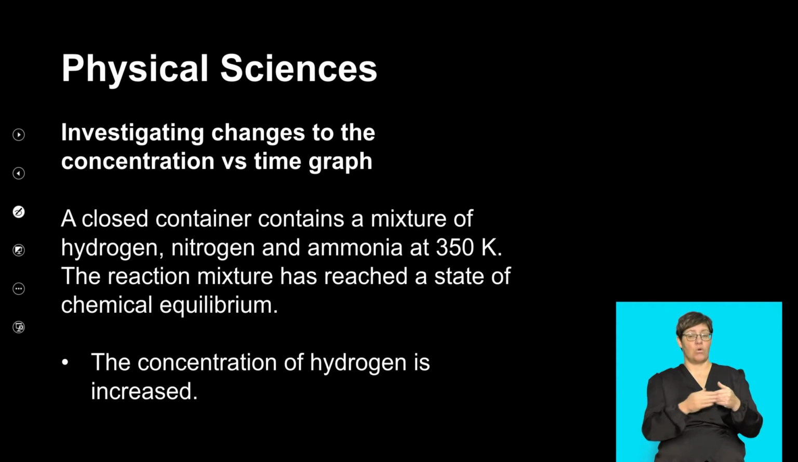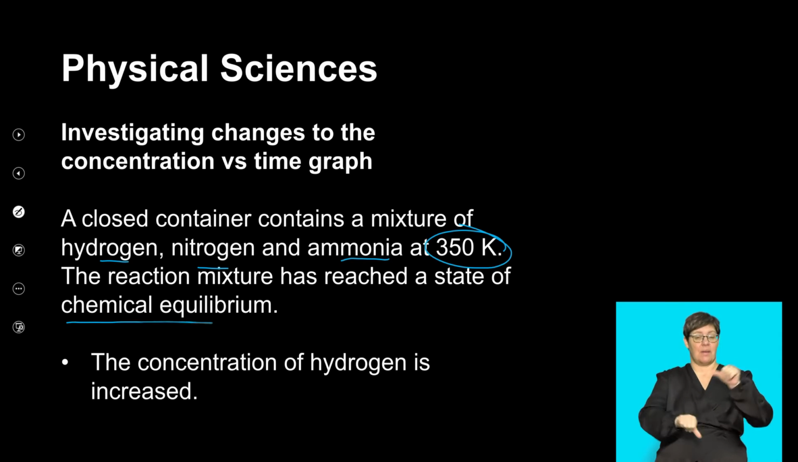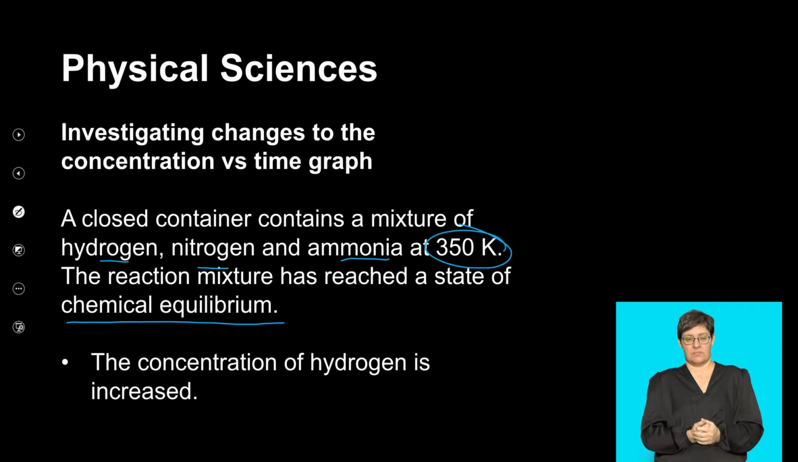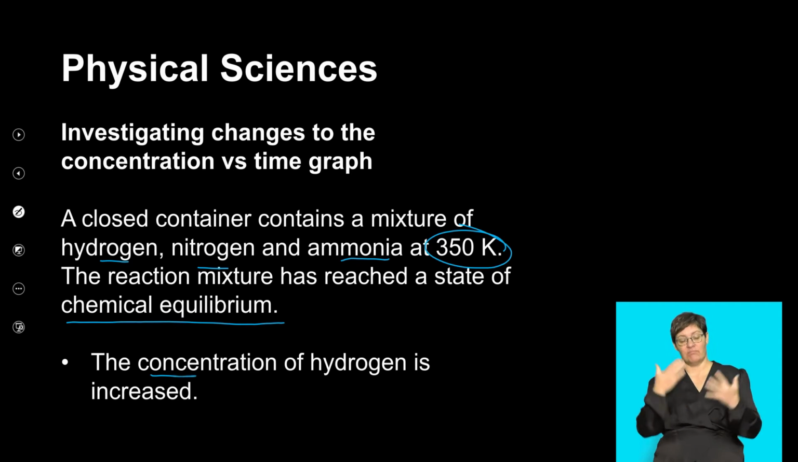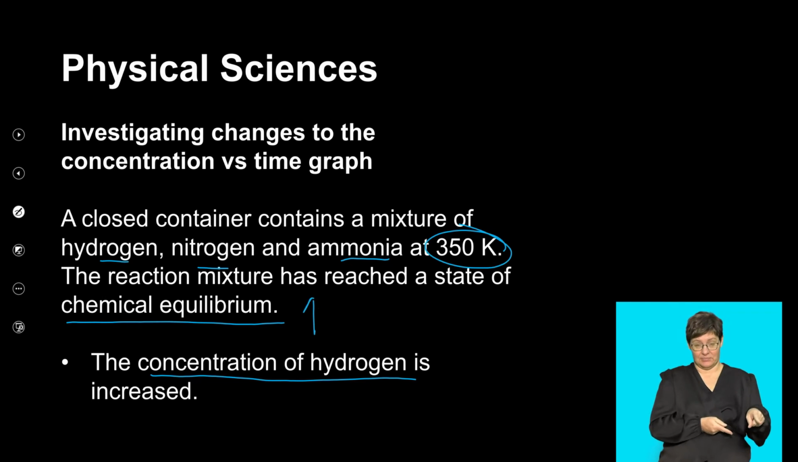A closed container contains a mixture of nitrogen, hydrogen, and ammonia at 350 Kelvin. The reaction mixture has reached a state of chemical equilibrium. Remember what I said last time? There must be a state of chemical equilibrium, else the equilibrium cannot be disturbed. So, in this case, the concentration of hydrogen is increased. Now, what you should think about is the disturbance is an increase in hydrogen gas.